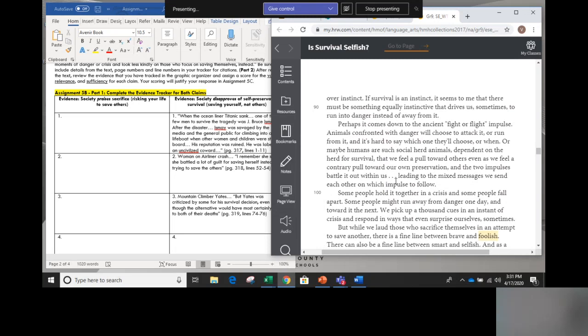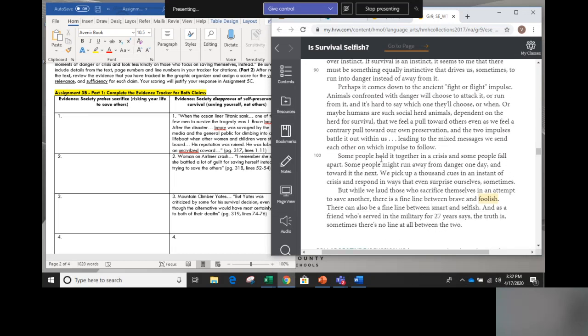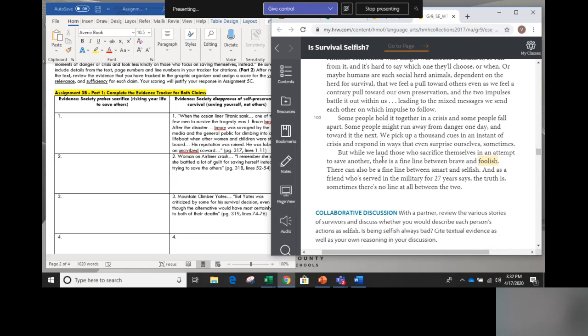If survival is an instinct, it seems to me that there must be something equally distinctive that drives us, sometimes, to run into danger instead of away from it. Perhaps it comes down to the ancient fight or flight impulse. Animals confronted with danger will choose to attack it or run from it, and it's hard to say which one they'll choose or when. Or maybe humans are such social herd animals dependent on the herd for survival that we feel a pull toward others even as we feel a contrary pull toward our own preservation. And the two impulses battle it out within us, leading to mixed messages we send each other on which impulse to follow. Some people hold it together in crisis and some people fall apart.